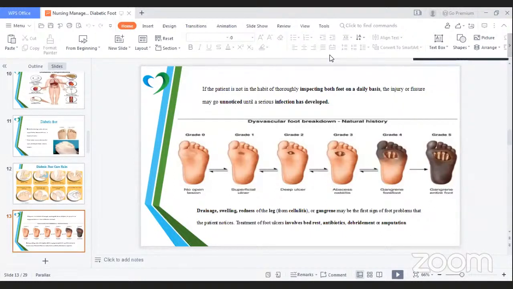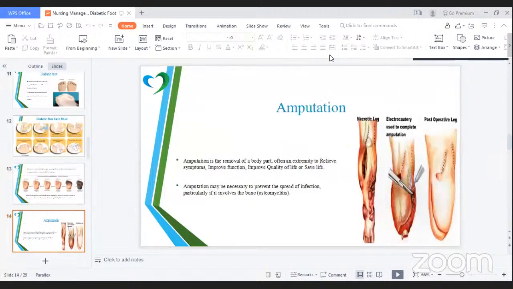The treatment of gangrene usually involves bed rest, antibiotics, debridement, and amputation. Amputation is the removal of a body part, often an extremity, to relieve symptoms, improve function, and improve quality of life. Amputation may be necessary to prevent the spread of infection because of the gangrene. Sometimes it's an uncontrolled spread of the infection.